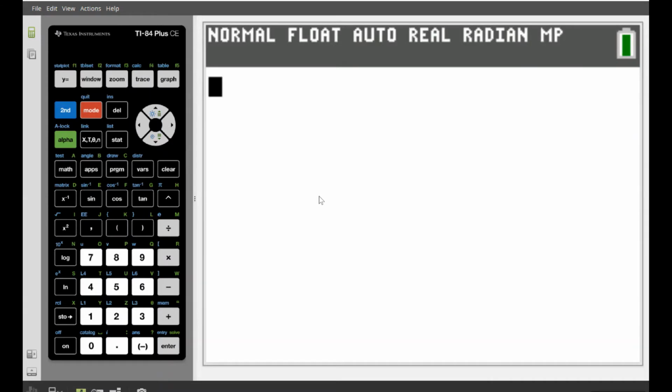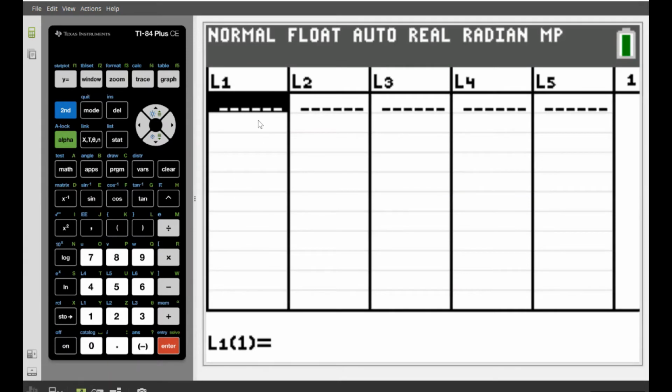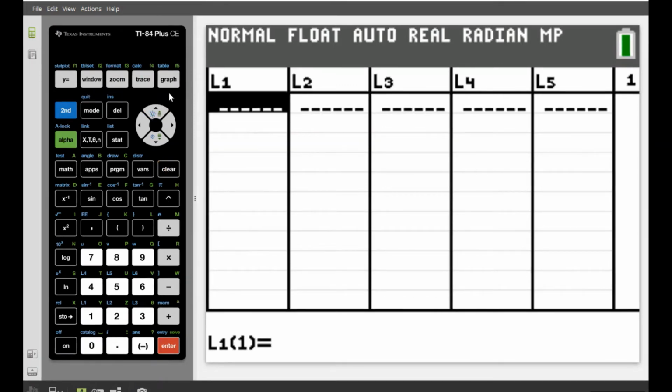So I'm in the main screen now. I'm going to enter the data. Make sure you follow along with me. Go to stat and the number 1, which says edit, and enter. The list will appear. If this list is not clear, you have to clear it. Go to list 1, list 2 or list 3, highlight it, then clear and enter. Everything will be cleared.